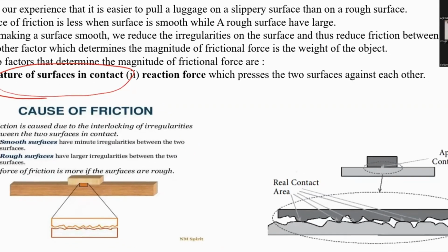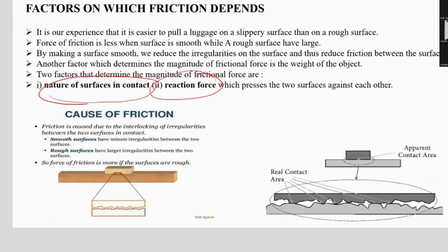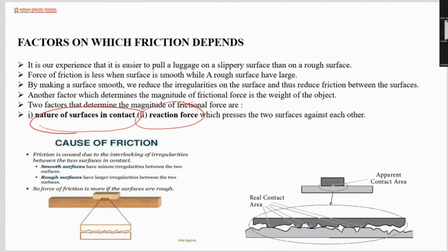Okay. Now there is another thing on which friction depends, and that is called the reaction force. That is the force acting between the two objects, right? And it also depends on a third thing, that is the weight of the object. Yes, Siddhant. Are you getting it? Yes, ma'am.